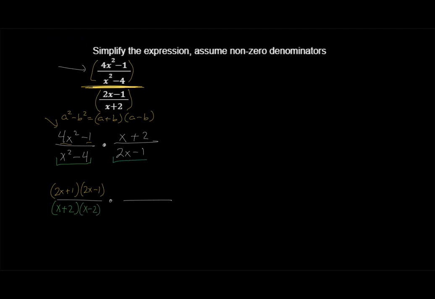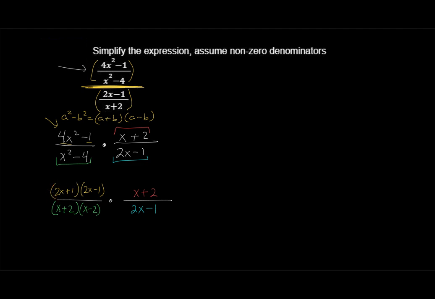Our next expression in the bottom right, 2x minus 1, has no common monomials, and since there's no exponents, we can't factor it farther. And the last expression, x plus 2 in the top right, again, no common monomials, and since there are no exponents, you can't do anything else as far as factoring. So everything is factored, so let's look for common factors on top and bottom to cancel out.